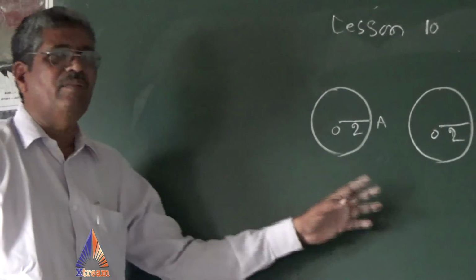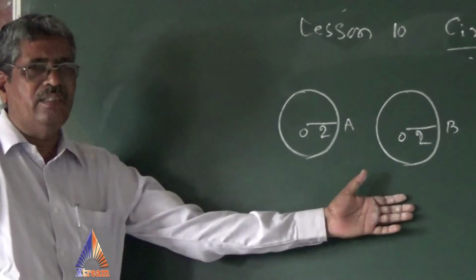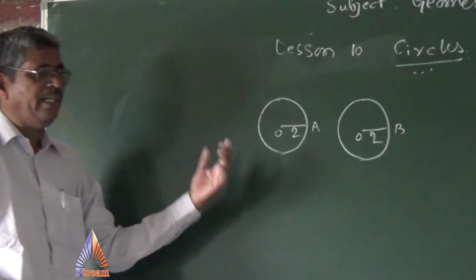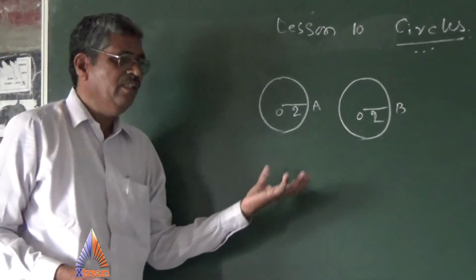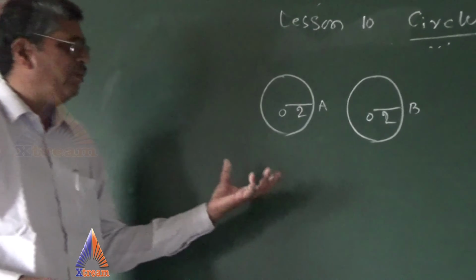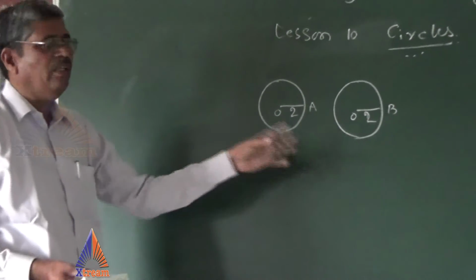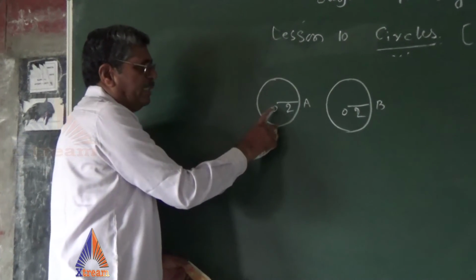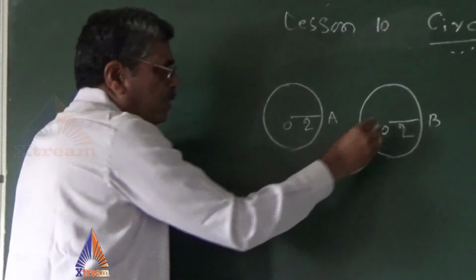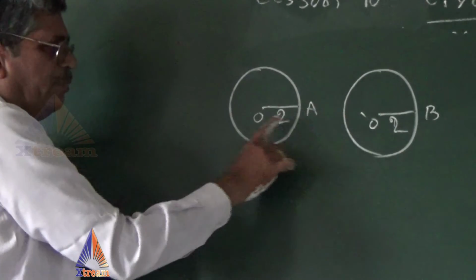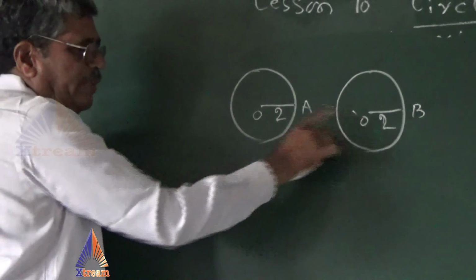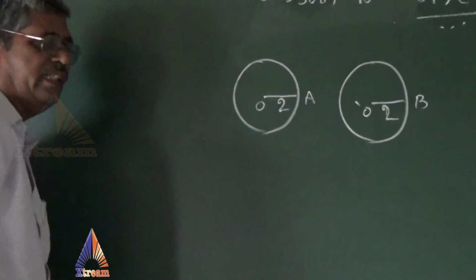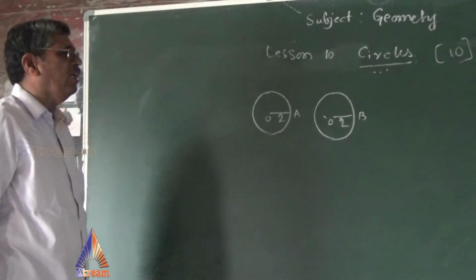Examples are wheels of vehicles or bangles. Wheels of vehicles, excluding tractors, because tractor wheels are bigger, while a bus and two-wheeler wheels are equal. So the centers are different, here O, here O dash. Centers are different, but the radius is the same, radius equal to 2 cm. Do not change it. Such circles are commonly called congruent circles.